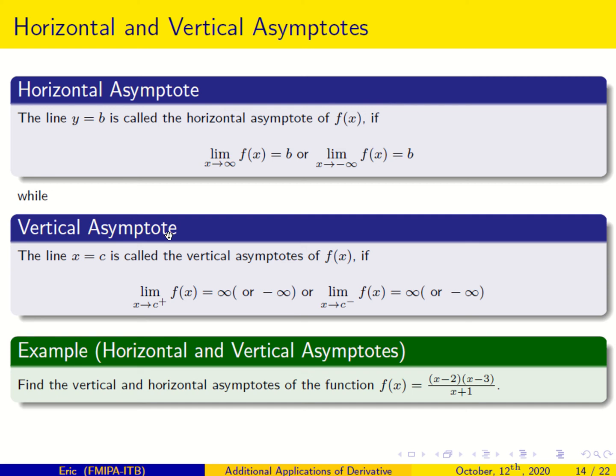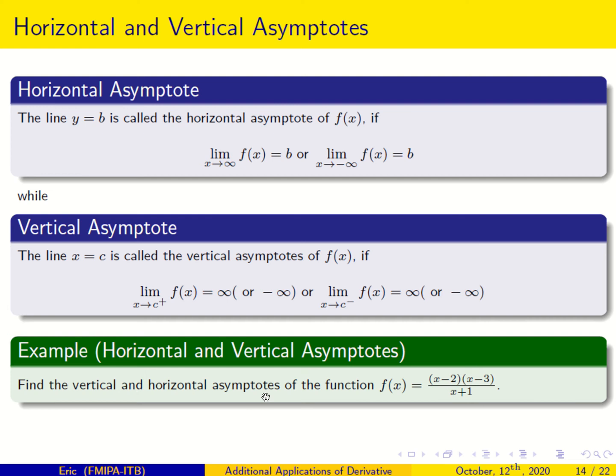So what about a vertical asymptote? x equals c, as you have already seen in the previous example, is called a vertical asymptote of f(x) if the limit of f(x) as x goes to c plus is infinity, or the limit as x goes to c plus is minus infinity, or the limit as x goes to c minus is infinity, or the limit as x goes to c minus of f(x) is minus infinity. If you have any one of these, x equals c is called the vertical asymptote of f.